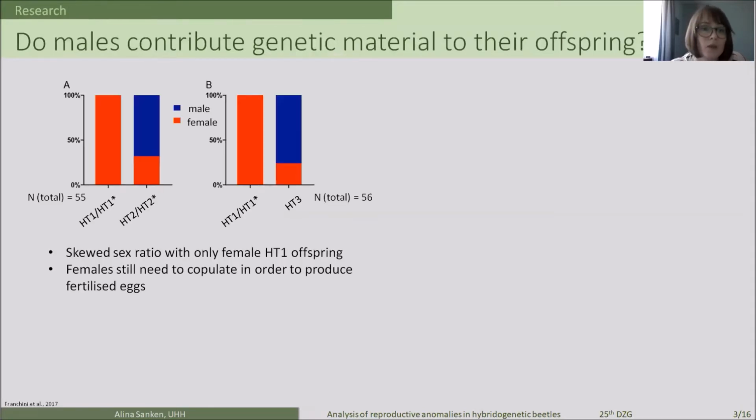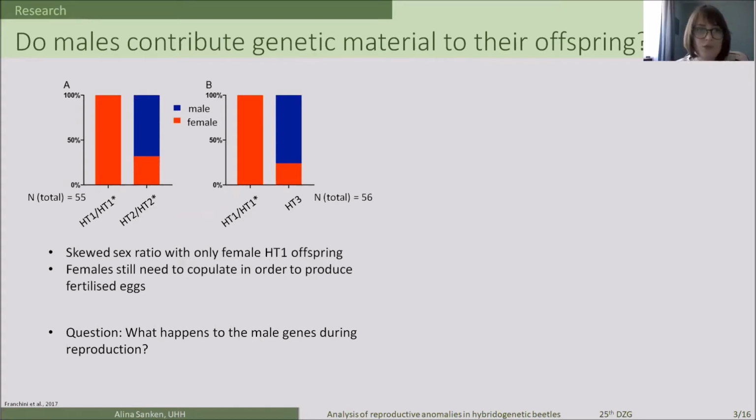The interesting thing about these females is that they still need to copulate with the males of the other two haplotypes in order to produce fertilized eggs. So the question that comes to mind is what actually happens to the male genes during the reproduction phase for the offspring to only be female.